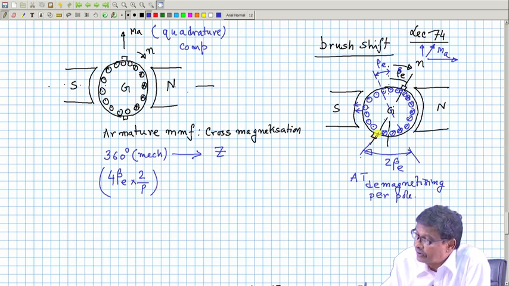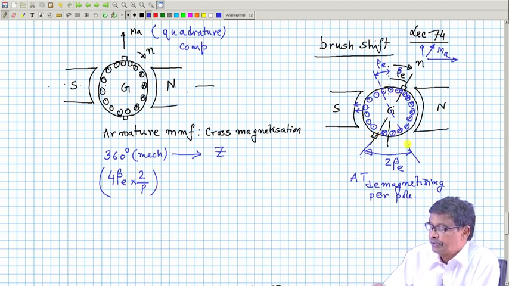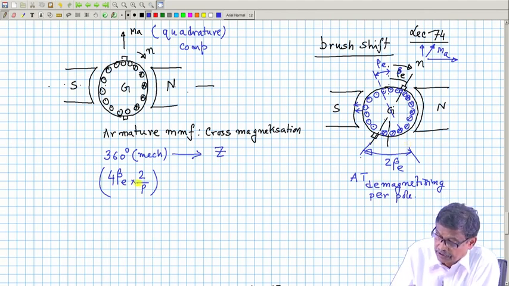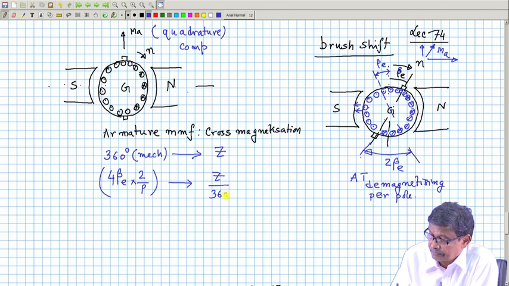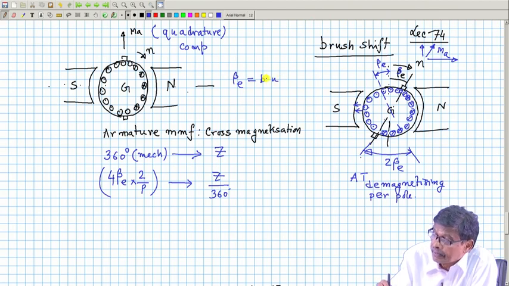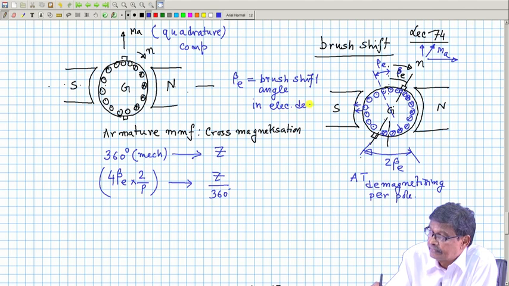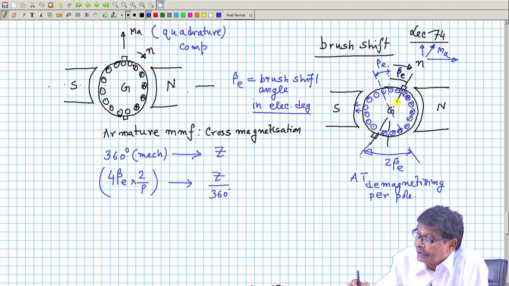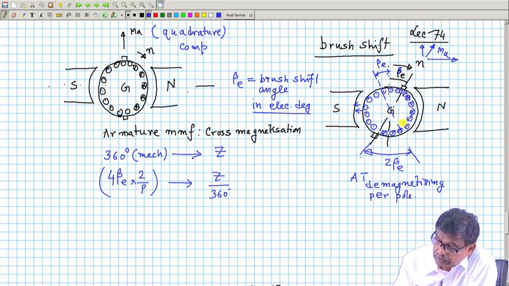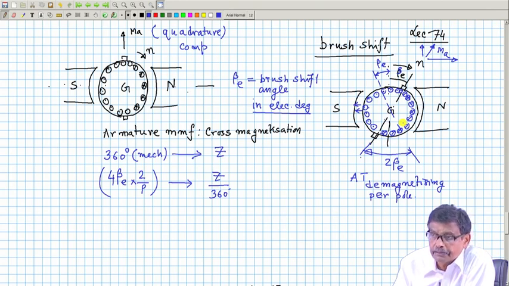How does 4 beta E come in? How many conductors will produce demagnetizing ampere turns per pole? My goal is to calculate that. It will be then Z by 360 degree. This is also in degree. So, beta E, let me write, beta E is the brush shift angle in electrical degree, because all angles I will show here are electrical, you must understand. So, how many mechanical angles does it mean? It means 2 by P, P is the number of poles of the machine.